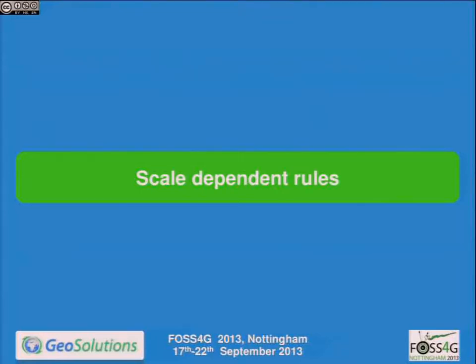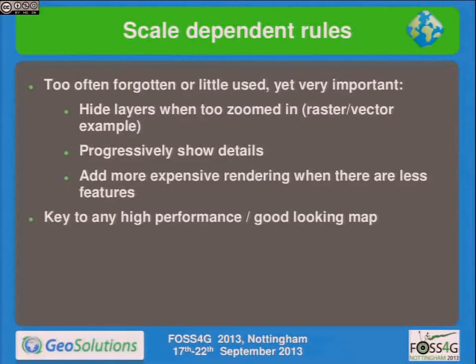Then, as I said, scale-dependent rules are the basics, the one thing that you really have to master the day you want to start making maps. Too often forgotten or little used, yet very important. Data exposed on the web is multi-resolution. It's not your old paper map that has a fixed resolution and you decide on a display and that's it. A web map is about showing data at different resolutions, and at different resolutions you want to show data in a different way, or you want to show different data.